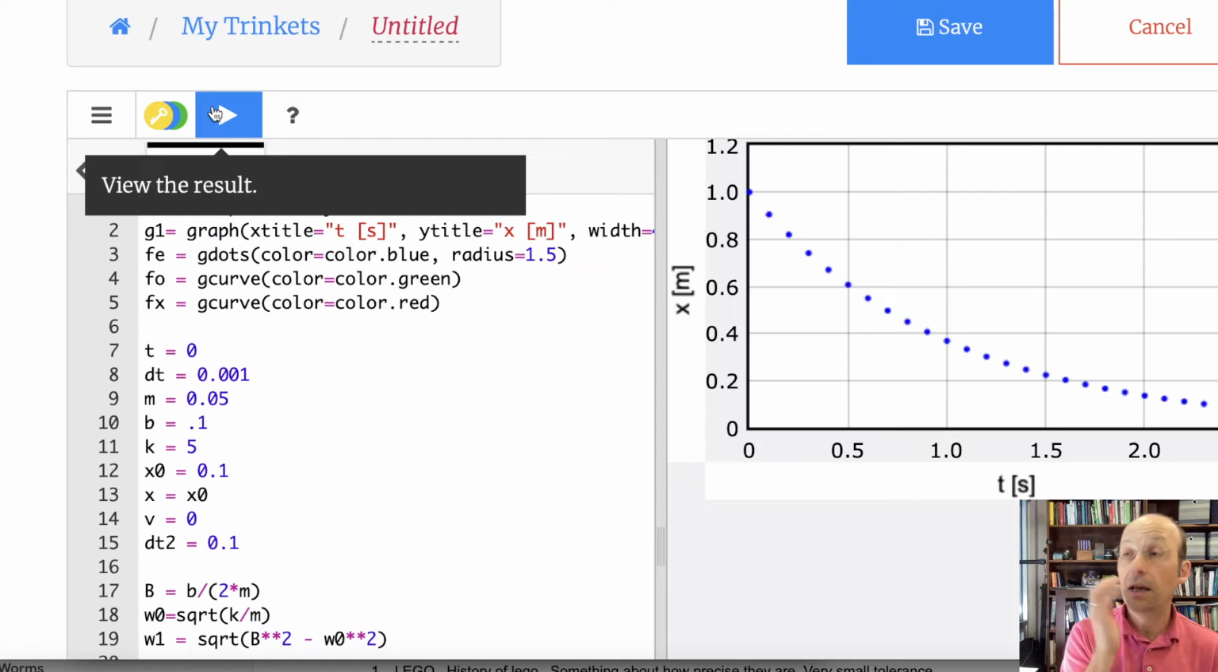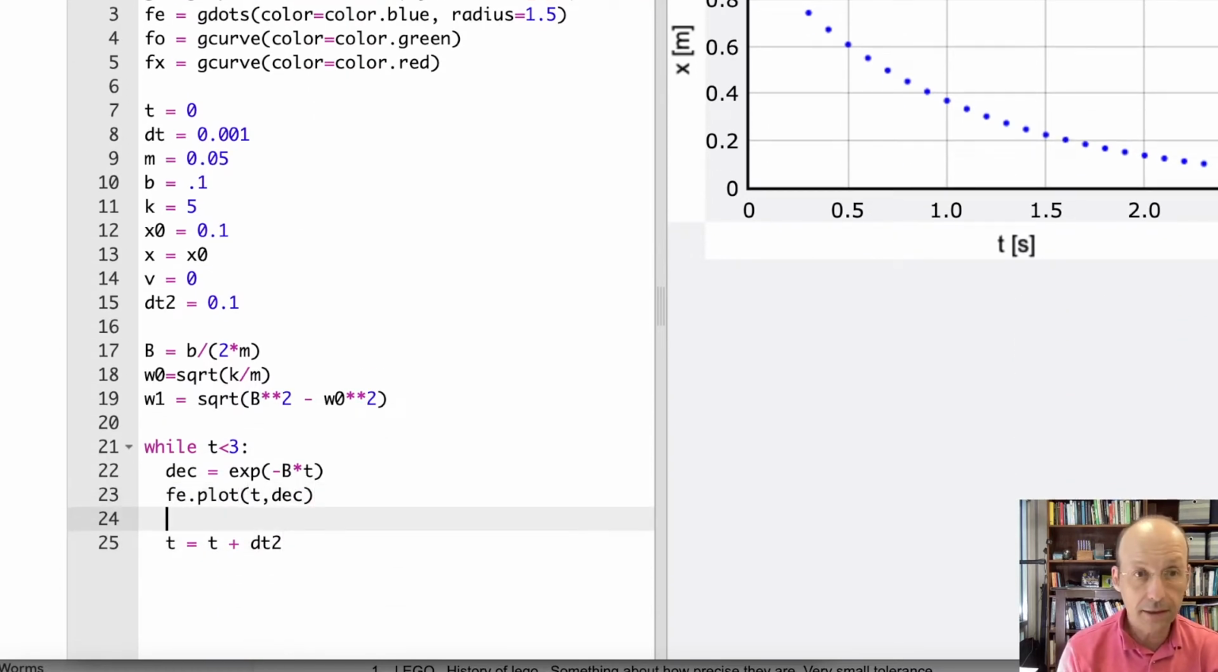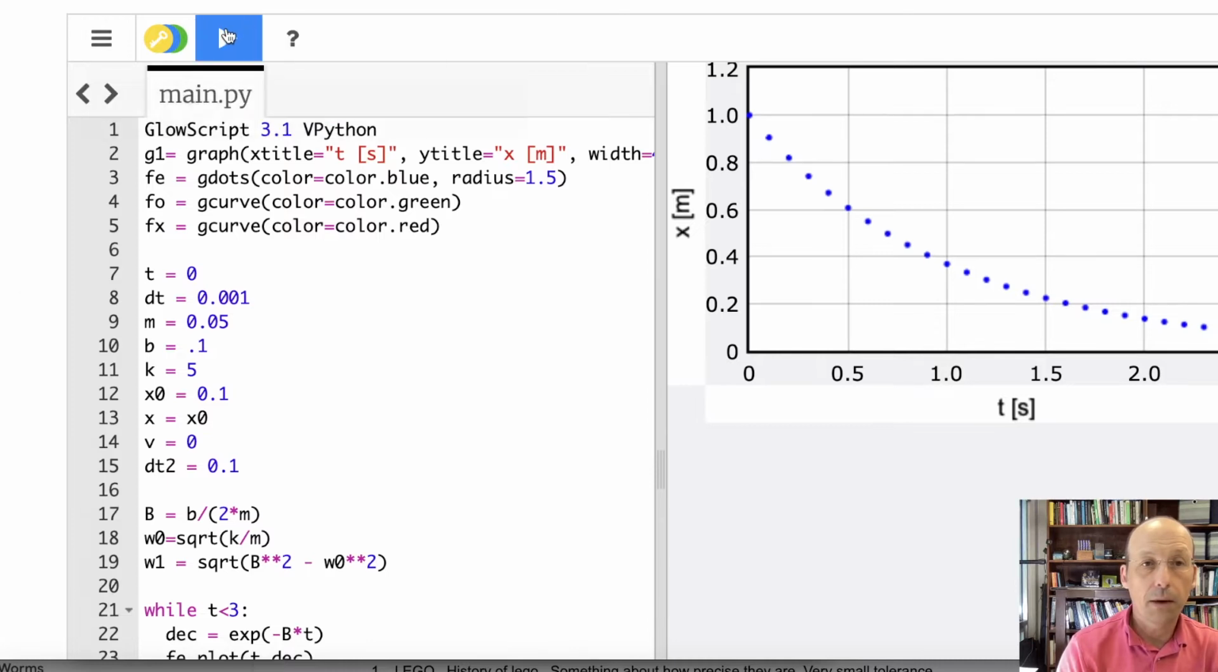Okay, that's pretty good. Now, that's the top thing, right? But I actually want to have an upper and lower bound on both the positive and the negative side of the function. So I need to replot this in the negative direction, which is easy to do. I can use the same function. I can just say fe.plot t negative DEC. So it's going to plot 2 points every time, one positive, one negative. And what do we get?